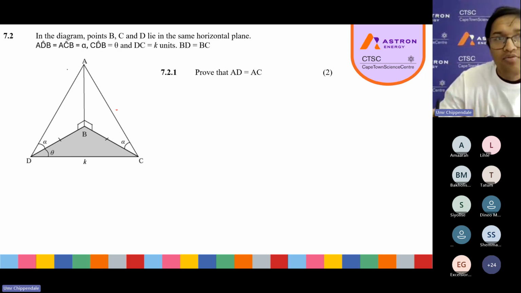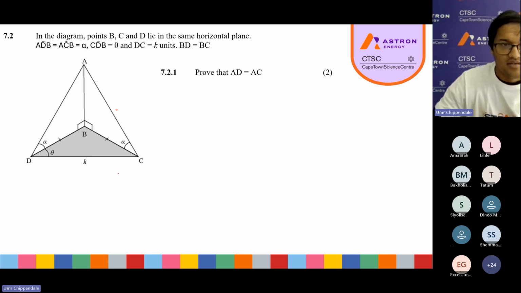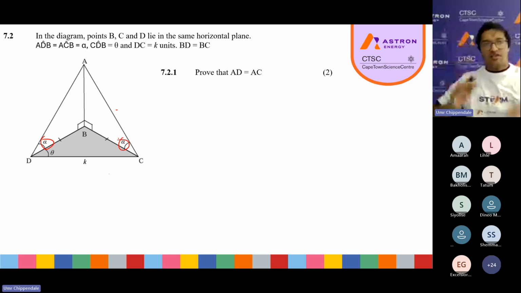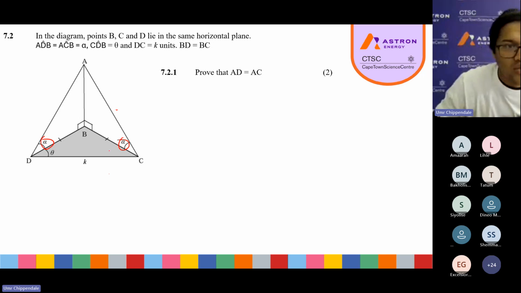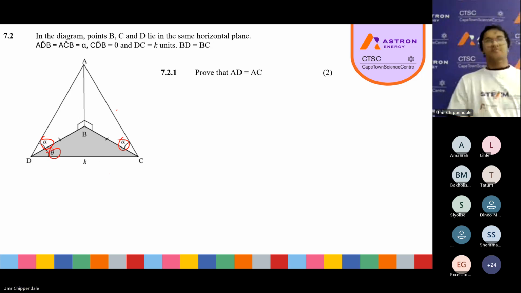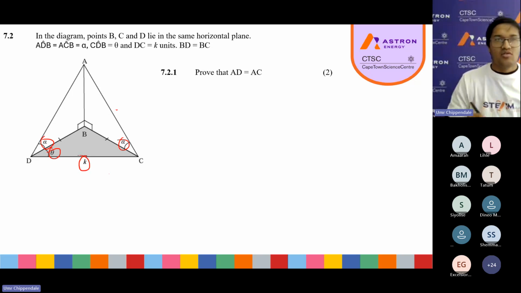In the diagram, points B, C, and D lie in the same horizontal plane. ADB, which is the angle D, is equal to ACB, which is angle C, is equal to alpha. So it is this part here and this part here. That's basically your angle of elevation. Then CDB, which is angle D, is equal to theta, which is this one here. And DC is equal to K units. So just K units over there.